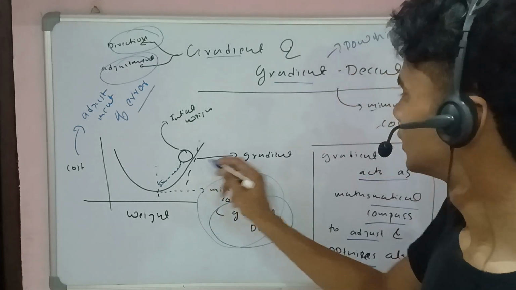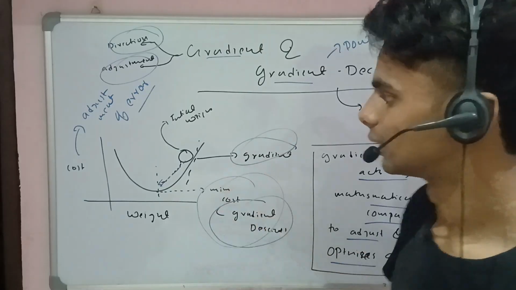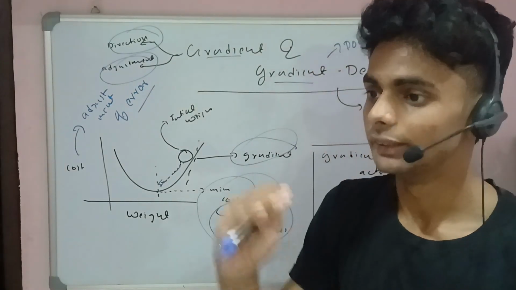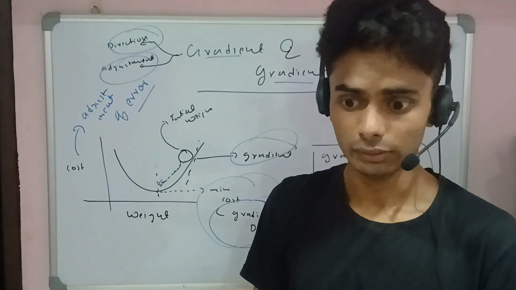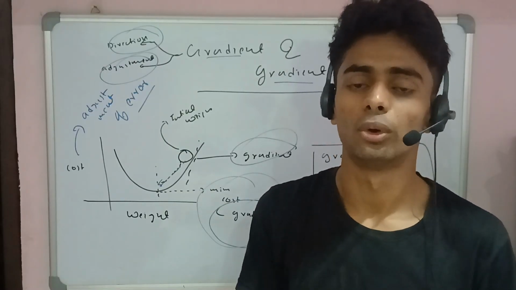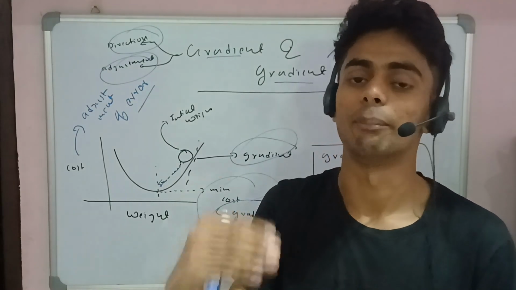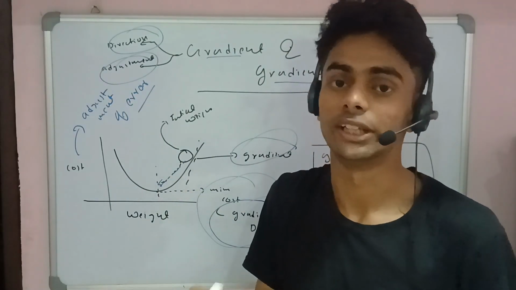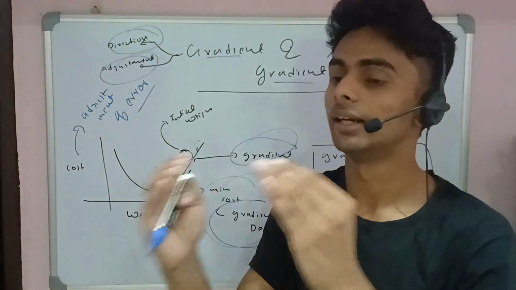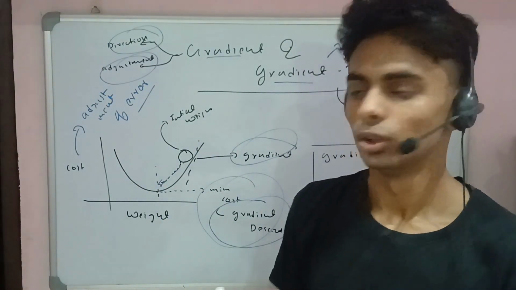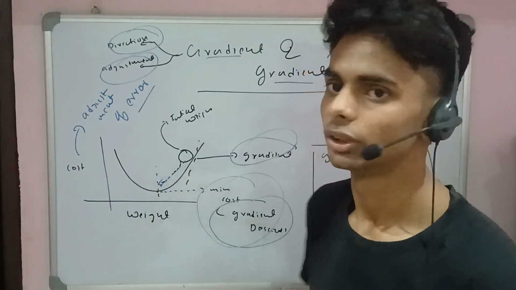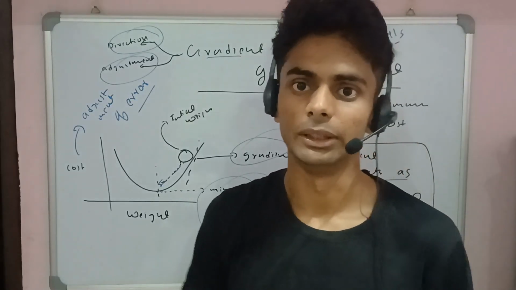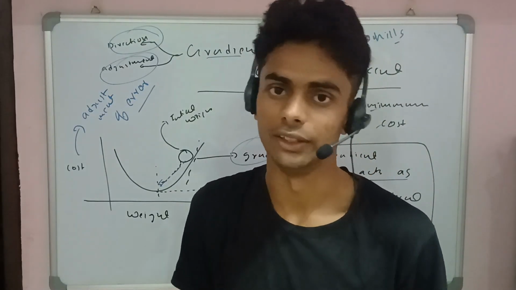Okay, so that's the gradient. And gradient descent is something like increasing of the weight. In a machine learning model, if the model adjusts the weight and it increases rapidly, that is the gradient which pushes the weight, and the gradient descent is what pulls the weight to a minimal cost. So that's the basic difference between gradient and gradient descent.